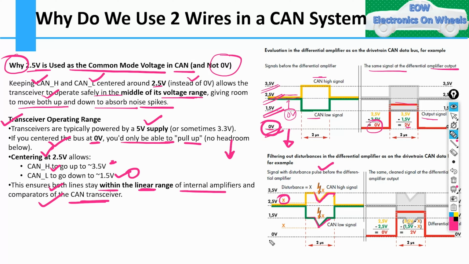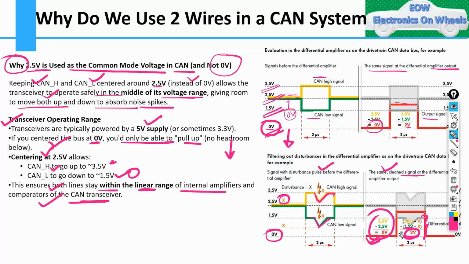But suppose you are using 0 volt as the common mode voltage, then there won't be any headroom to go below this range, right? If you see the same signal, the clean signal at a differential, because we are not taking the absolute value, this particular voltage difference will remain the same. That is the interesting thing. So if you see 2.5, 2.5, this will be 0. There is no problem. But when you go with the differential signal, 3.5 minus x, 1.5 minus x, it will always remain the same 2 volt.